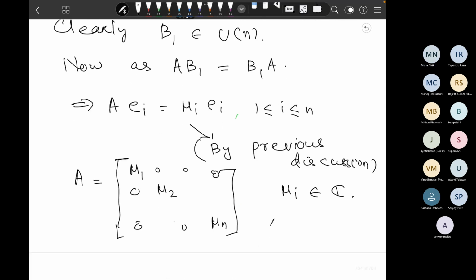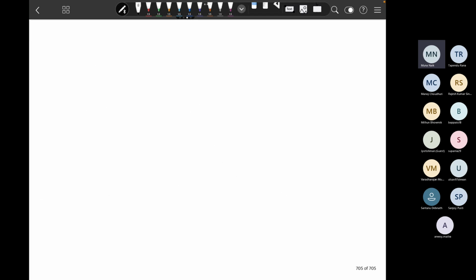Now, what do I have to show? I have to show that μ_1 is equal to μ_2 is equal to ... is equal to μ_n. I have to show that it is a scalar matrix. Suppose I want to show μ_1 is equal to μ_2. So what is the strategy? I will choose some matrix B2 in such a way that if I apply this, A B2 is equal to B2 A, so that will give me μ_1 is equal to μ_2. Okay, so this is my strategy.